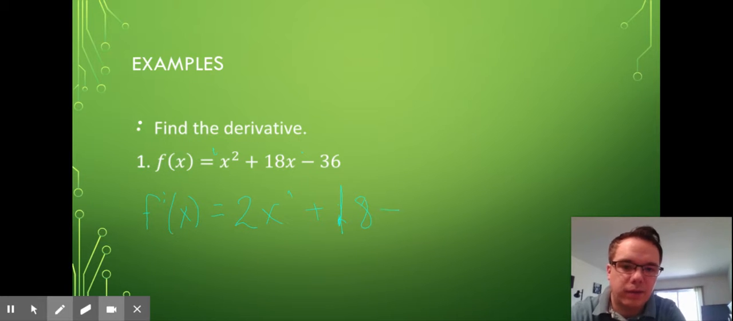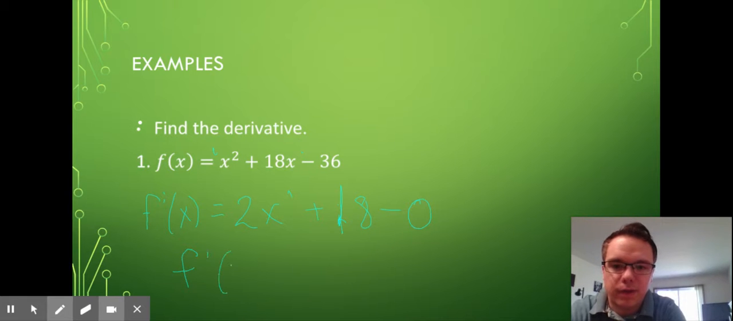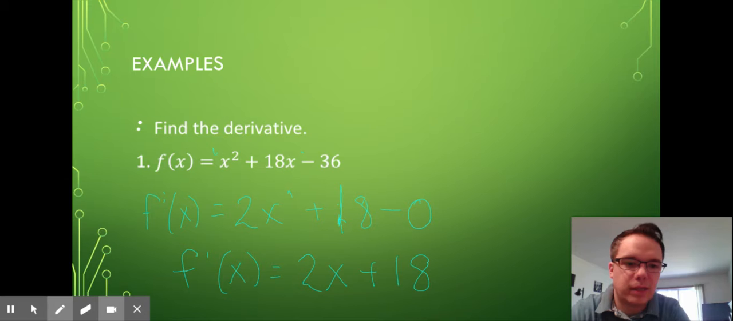And then the derivative of our negative 36 is a constant. So that would be 0. So our answer for the derivative would be 2x plus 18. So we're just bringing our exponents down and multiplying, subtracting 1 away. And if we have a constant, it is 0.